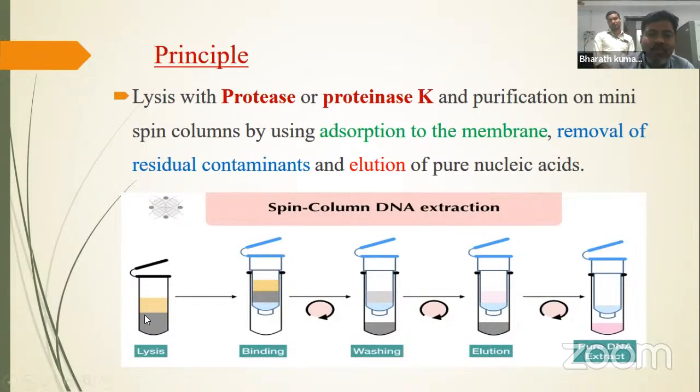Whenever removal of residual contents, that is removal of all digested material and proteins, all are removed. And then the final step is elution of pure nucleic acids. So this is a very simple principle. First, we have to lyse the cells by protease or proteinase K, and then purification is by using adsorption to a membrane, removal of residual contents, that is unwanted things we have to remove, and the final step is elution of pure nucleic acid. This is the simple principle of DNA extraction.